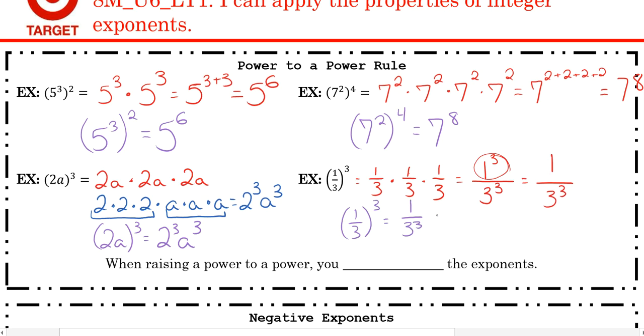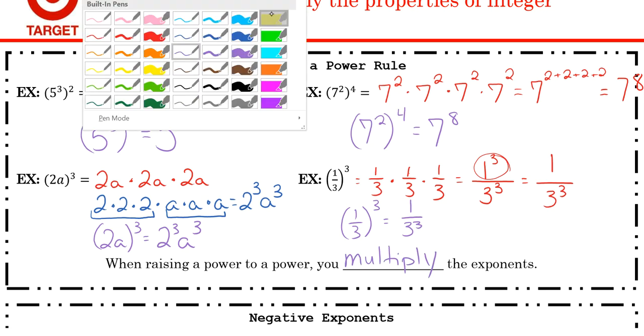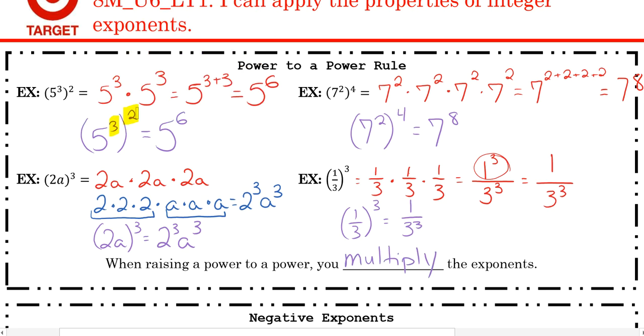So when raising a power to a power, this is when you are going to multiply the exponents. So if you notice in our first example, we had 5 raised to the third to the second. Well, 3 times 2 is equal to 6. In our second example, we have 2 times 4 is equal to 8.